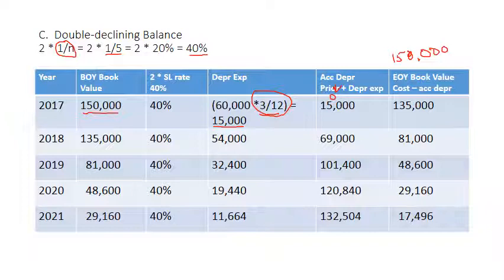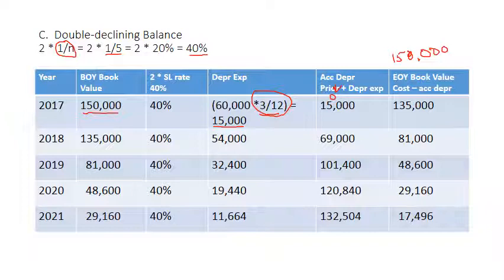The other reason is that if you're trying to get to this number, you have to be careful that you're adjusting this by this number, not by the accumulated depreciation. So it's easy to make a mistake if you're trying to go from here to here. You don't adjust it by this, you have to adjust it by this.